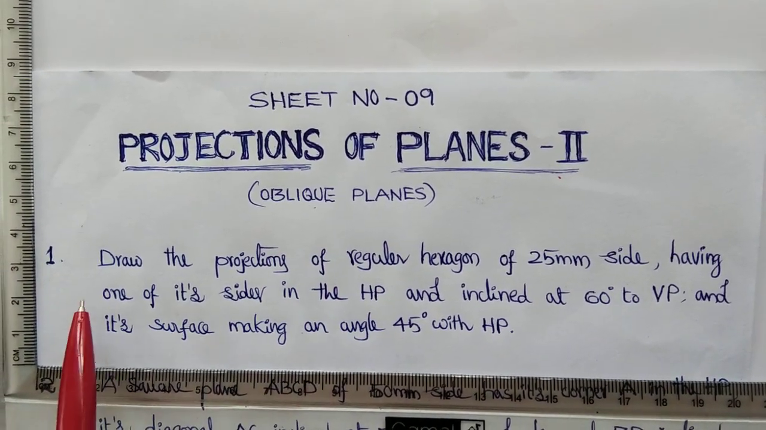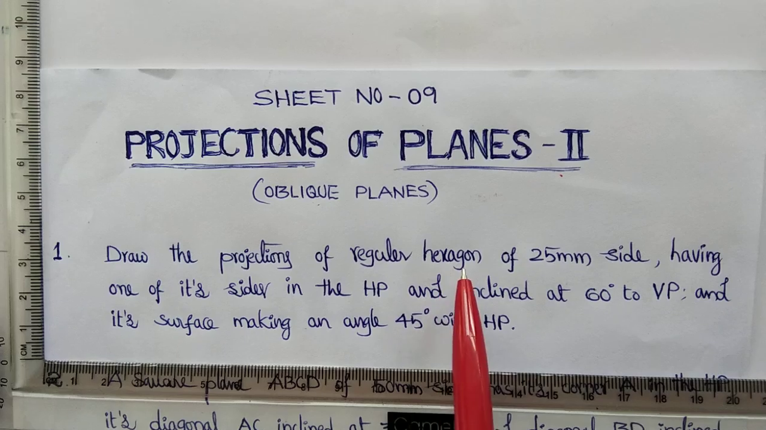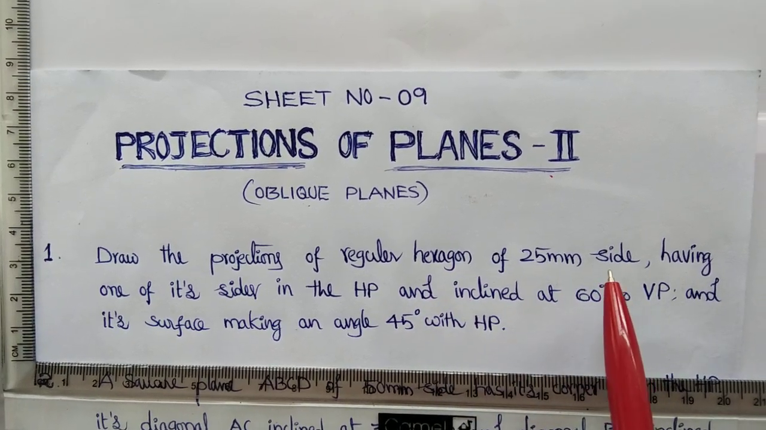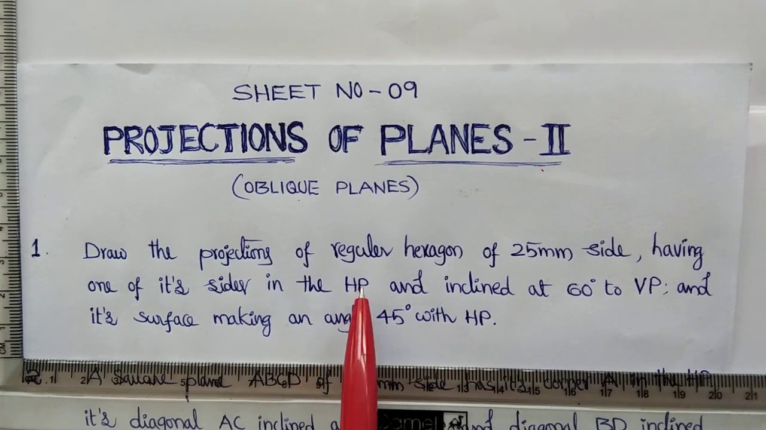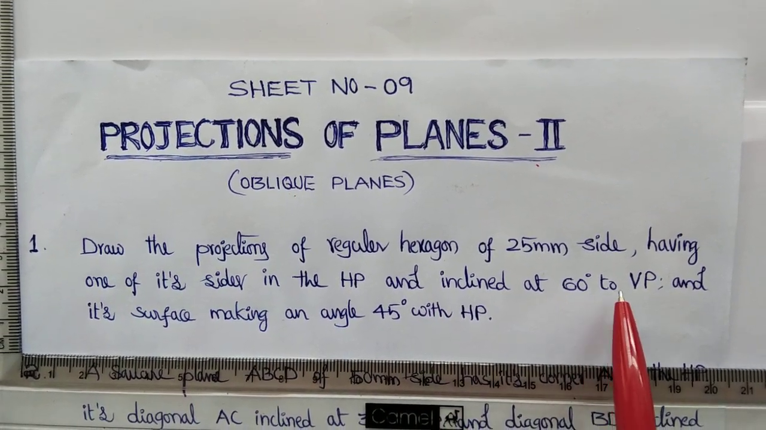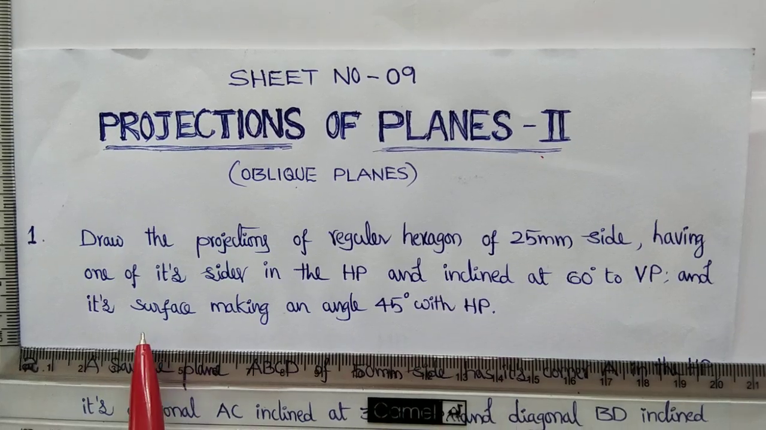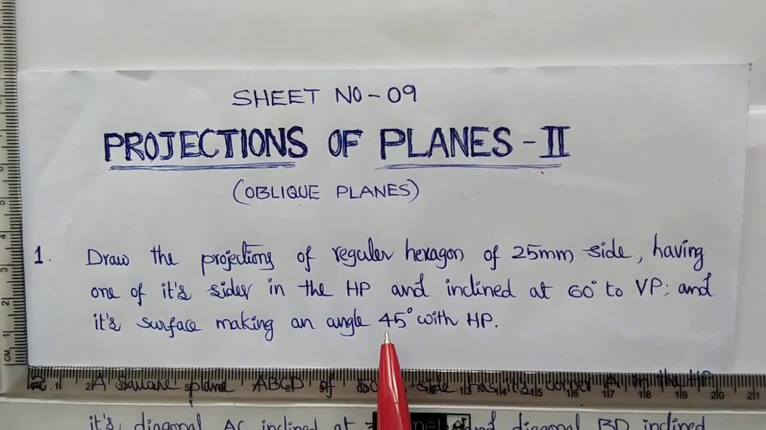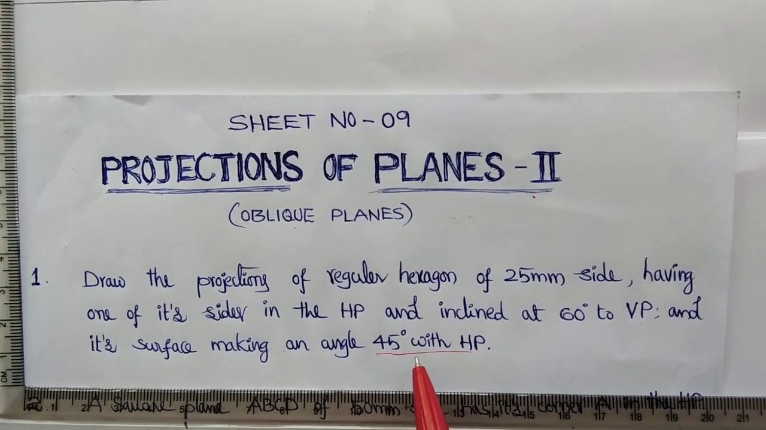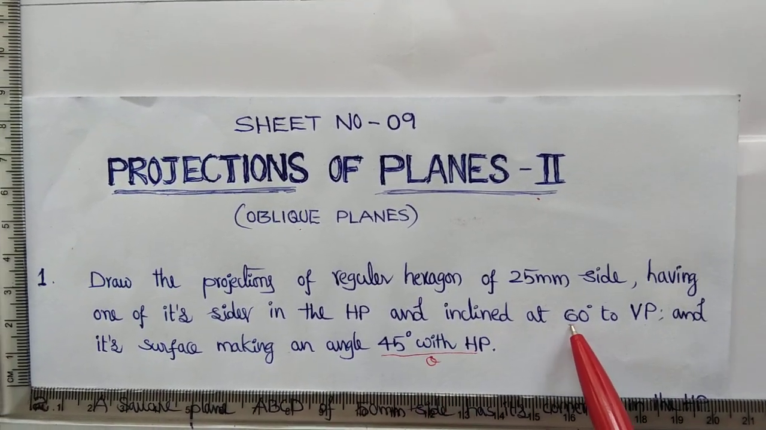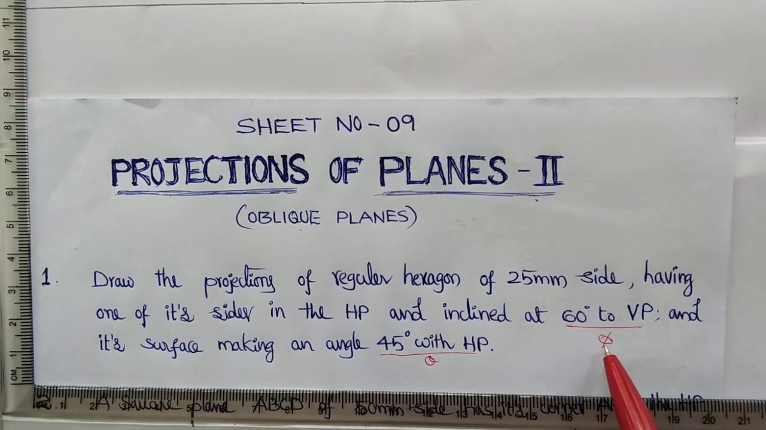So we can see the first problem: draw the projections of a regular hexagon of 25 mm side having one of its sides in the horizontal plane and inclined at 60 degrees to VP and its surface making an angle of 45 degrees with horizontal plane. Inclination with HP, that is denoted by theta. Similarly, inclination with VP, that is denoted by phi.